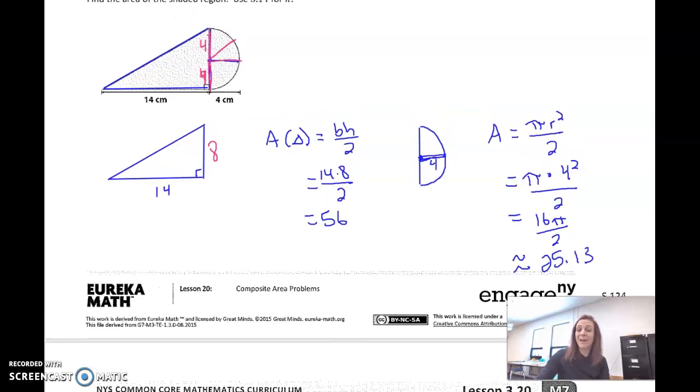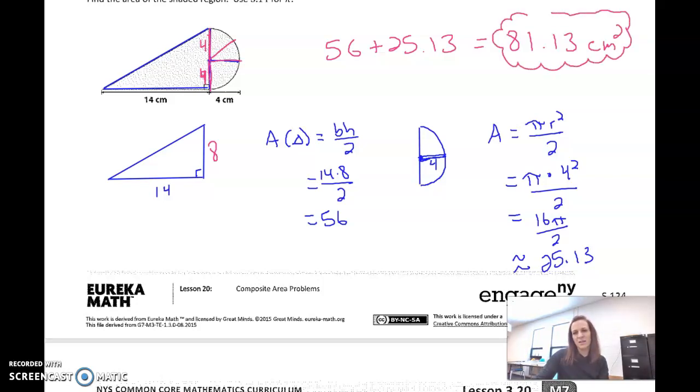Now, am I adding or subtracting here? Well, the area of this is 56. The area of this is 25.13. If I want it all together, I'm going to add it, and get a composite area of approximately 81.13 square centimeters, because it's in centimeters and areas are in squares. How many little squares?